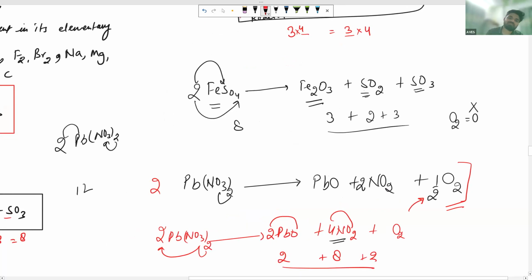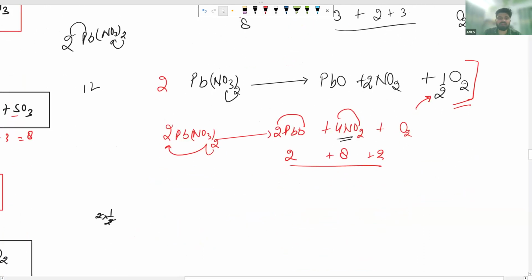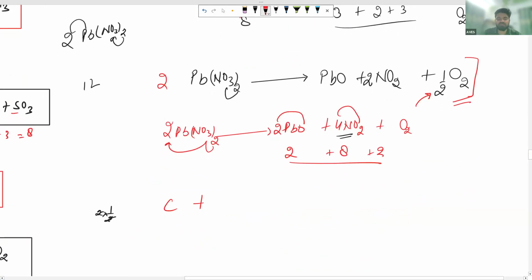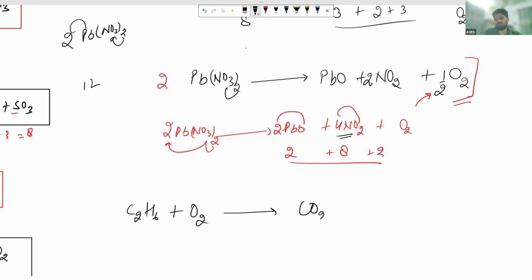Otherwise it is unbalanced. So coming to the point, let's try this equation: C2H6, in the presence of oxygen, will give you CO2 plus water. Try to balance this one, please.